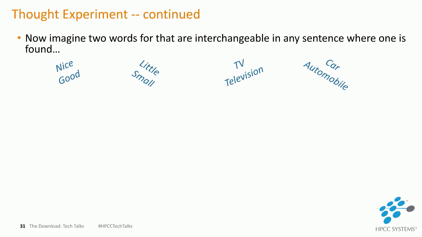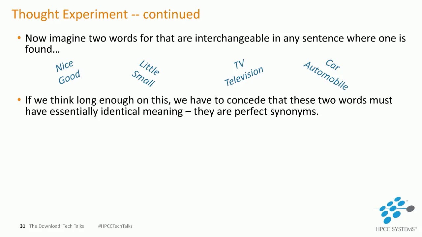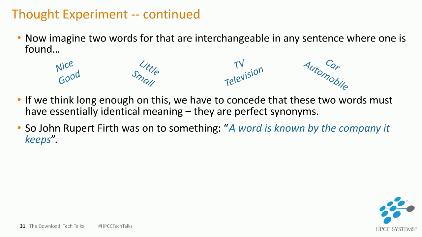Now imagine two words that would be interchangeable. There's no sentence about one that would not be likely said about the other. If we think about this long enough, we would have to concede that these two words must be synonyms. They have the exact same meaning. So cat and dog are similar, but not synonymous because they're interchangeable in some sentences, but not others. Yet piston is far from dog and cat because there are very few sentences in which they are interchangeable. Words that are always interchangeable are exact synonyms. So I guess Rupert Firth was onto something. A word is known by the company it keeps.